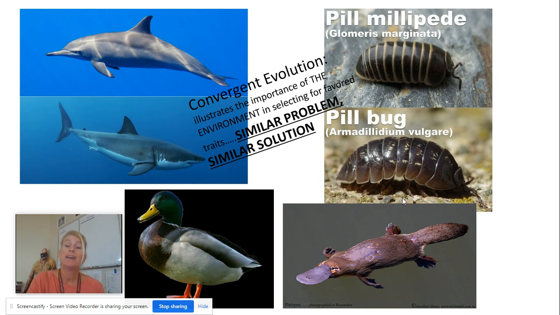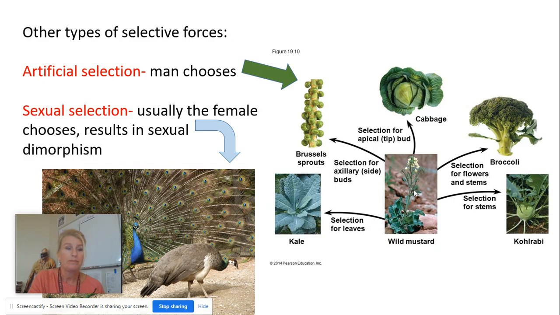Another good example would be the duck and the duck-billed platypus. They both live in a pond aquatic environment, so webbed feet would be an advantage and a flat bill would be an advantage. And while one is a bird, the duck, and the other one is a mammal, the duck-billed platypus happens to be an egg-laying mammal, we can see similar adaptations because of the similar environmental pressures.